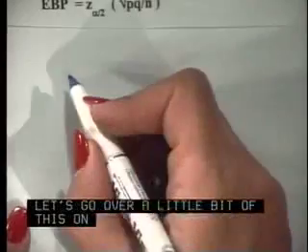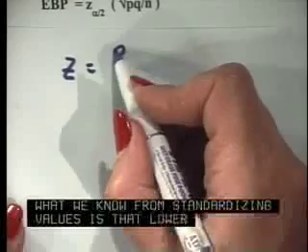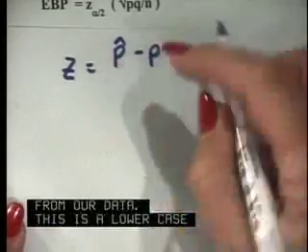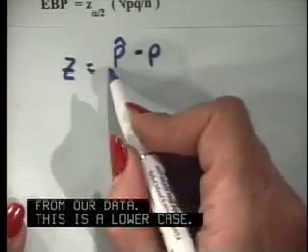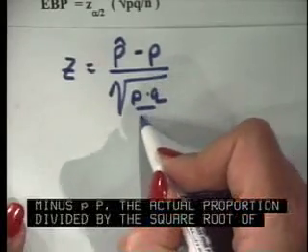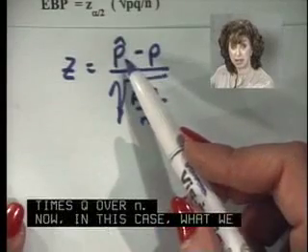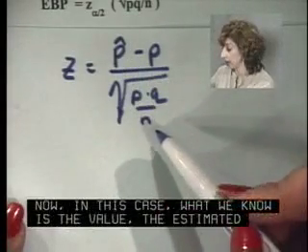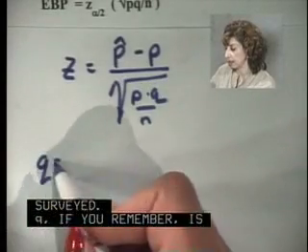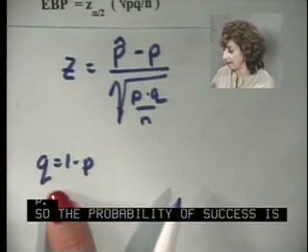What we know from standardizing values is that the lowercase z-score is equal to what we get from our data, p hat, minus p, the actual proportion, divided by the square root of p times q over n. In this case, we know the estimated value and how many we surveyed. Q, if you remember, is 1 minus p. So the probability of success is p, and q is the probability of failure.